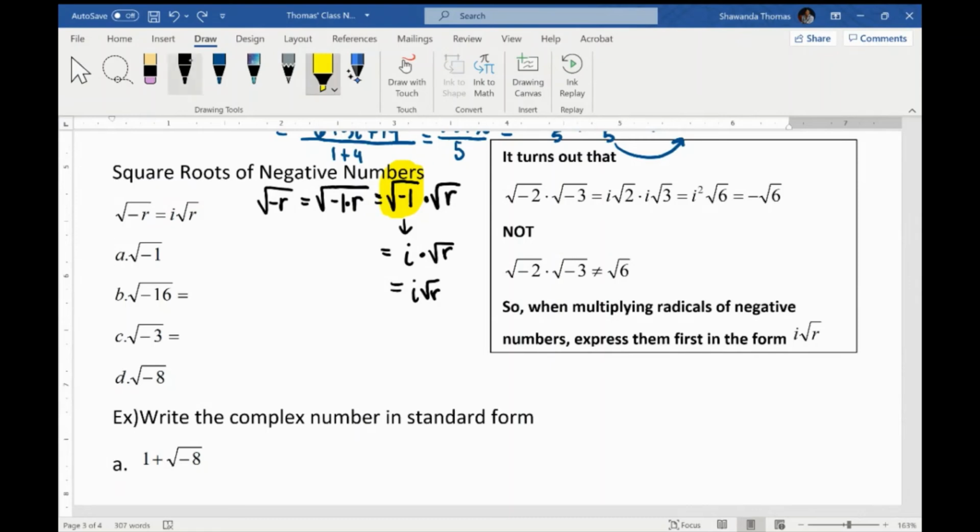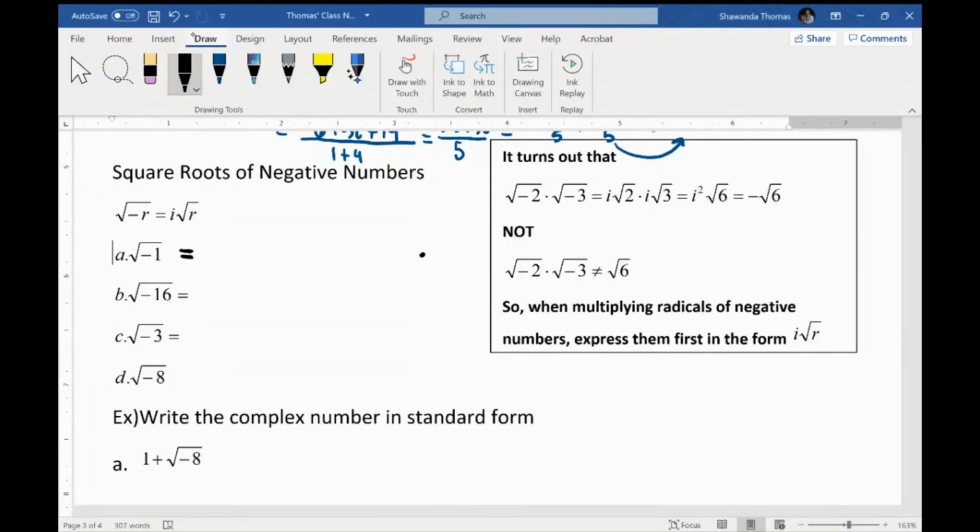Square root of -1 is what again? Let's practice. What is the square root of -1? The same thing as I. I'm going to ask you that about 10 times before I let y'all go today. So yes, I.